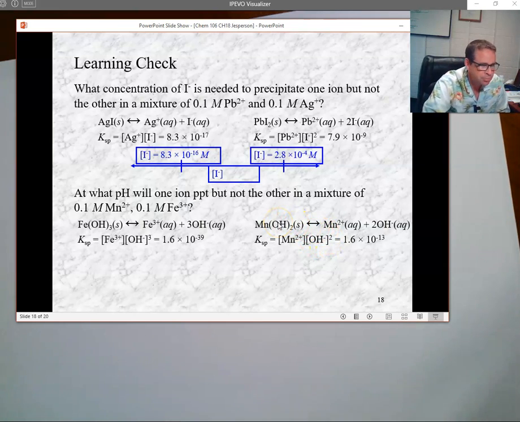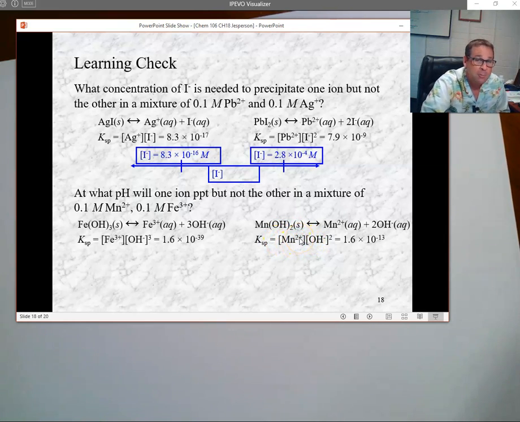Okay? Alyssa, can you work on identifying what the hydroxide ion concentration would be necessary to precipitate out? We have been provided the concentration of the metal here. All right, Alyssa, you're going to identify the concentration of hydroxide ion necessary to precipitate out the iron. And then Sarah, you're going to identify the hydroxide ion concentration necessary here to precipitate out the manganese.